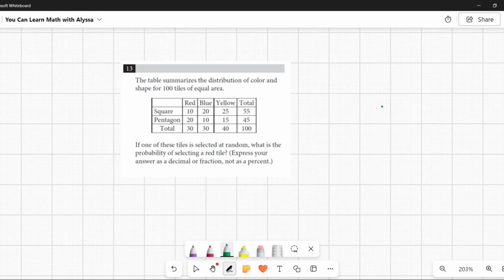Always, always, always double check their instructions for things like this where it is a student-produced response. You don't want to get the right answer, but then mark it on their sheet incorrectly. Or mark it in the computer incorrectly, I should say.